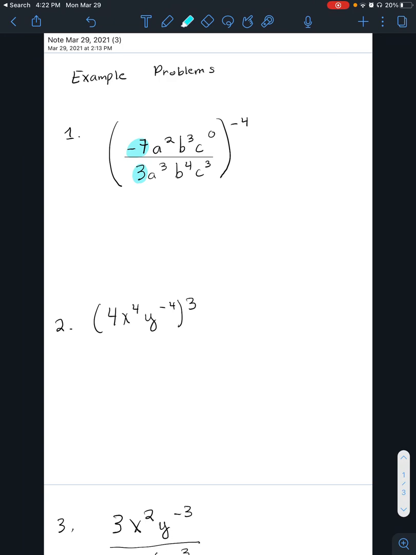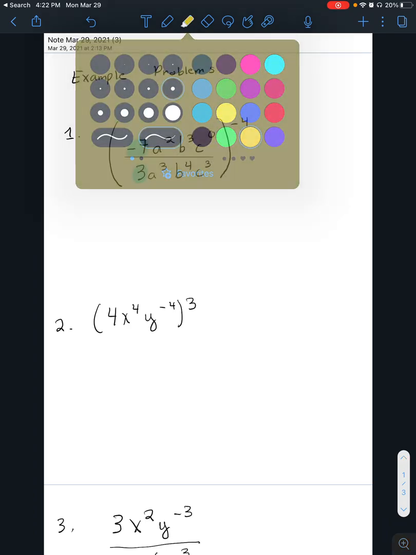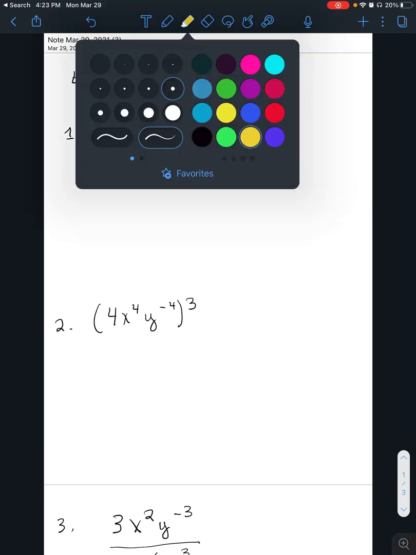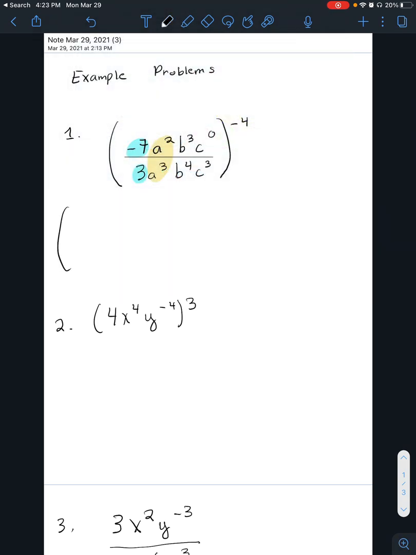-7/3. Unfortunately, these numbers do not simplify, so I know my next step, I'm going to leave those alone because they're just not going to simplify because I can't divide them. Next thing I'm going to do is I'm going to look at my a's. So maybe we can go ahead and get started.